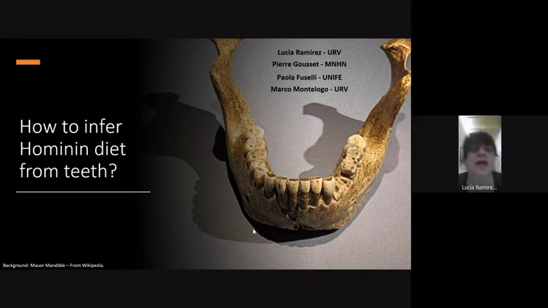Okay, so hello everyone. We are group 3, and we are here to present our work about how dental wear and molecular analysis can infer in the hominin diet.